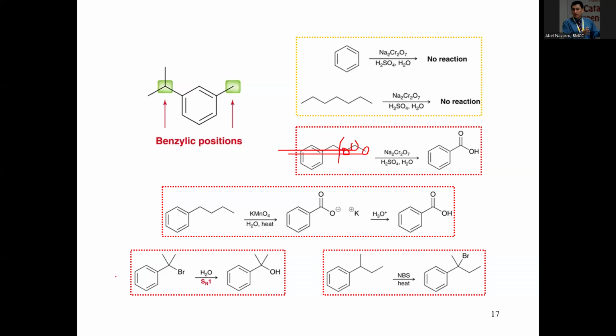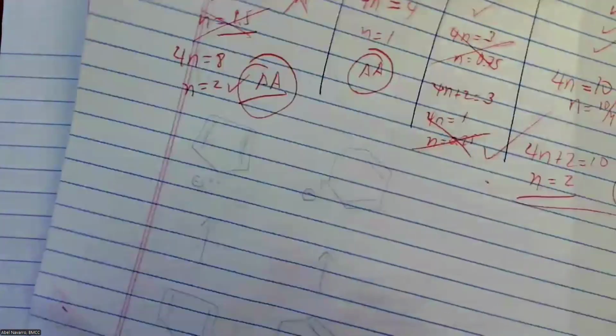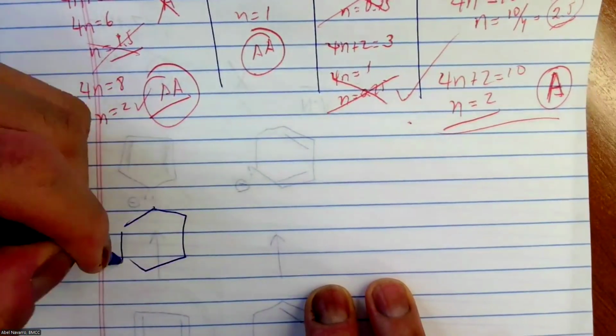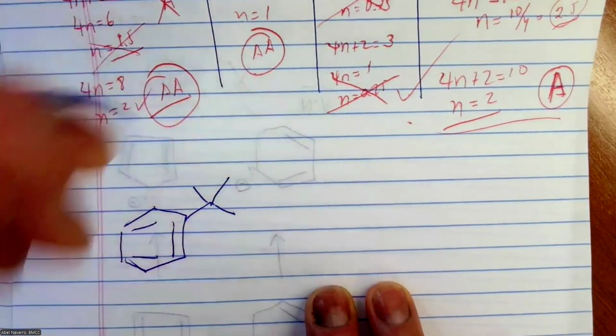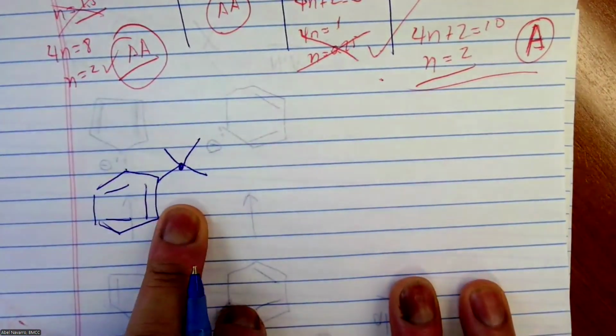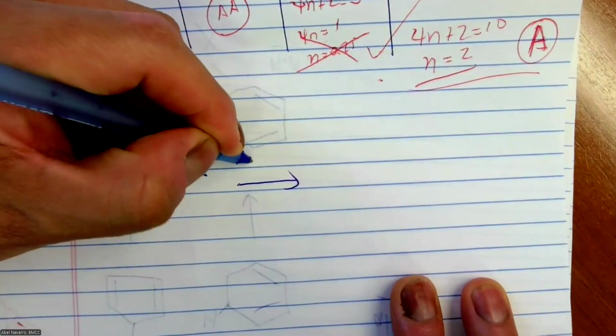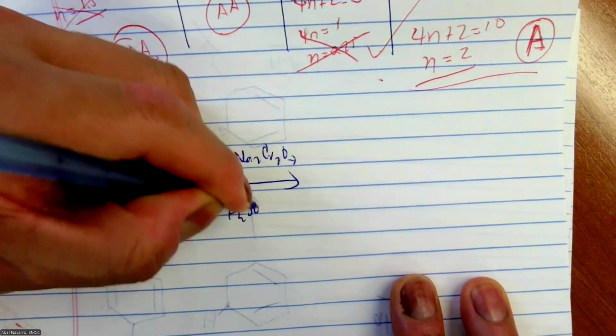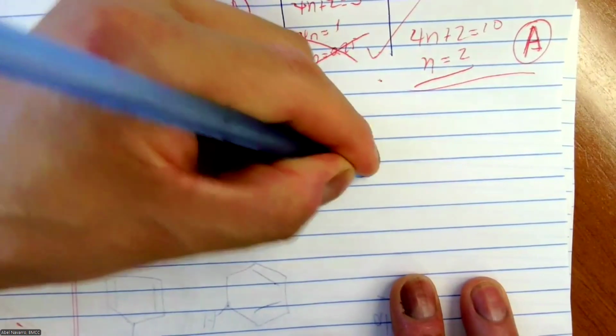So the only thing that we care about is what happens with the first carbon, this one, which has the benzylic hydrogen. What is the requirement? That it has to have at least 1 hydrogen. That means that if you have tert-butyl, it will not oxidize. You see that this carbon has no hydrogen. So if you do a reaction with sodium dichromate, sulfuric acid, and water, there will be no reaction.